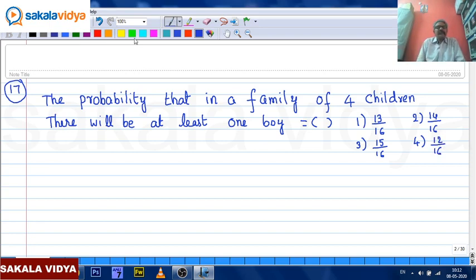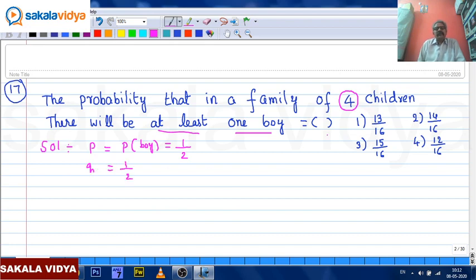So this means the probability that in a family of 4 children, there will be at least one boy. Here p is the probability of success, P of boy. P of boy means the children are either boy or girl, so 2 chances, boy means 1 chance, 1 by 2. The q will be P of girl, that is 1 minus p, that will be 1 by 2.